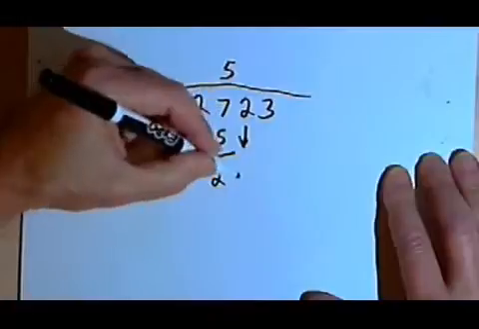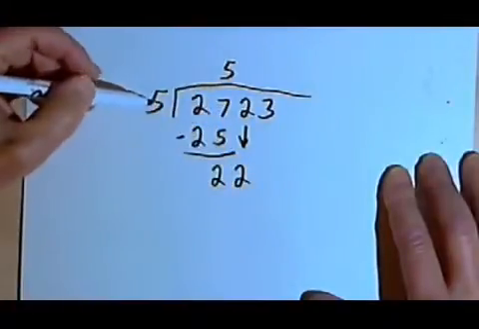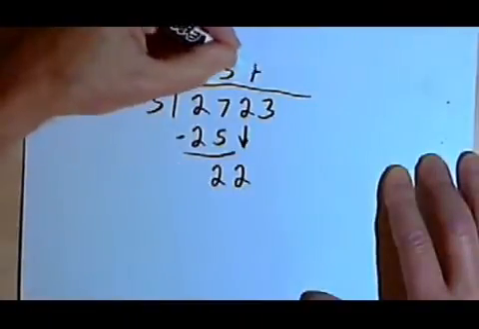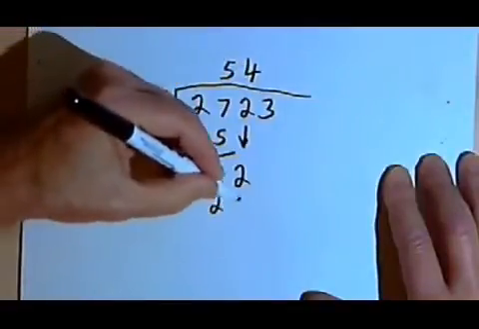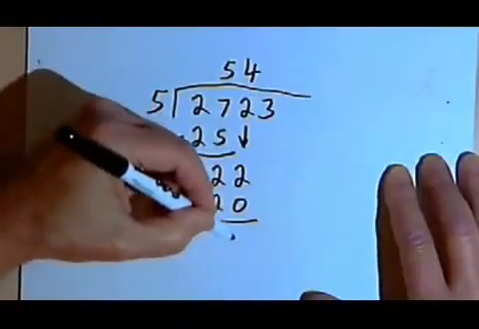And then I bring down. So I'm bringing down the next 2. Now I'm ready to divide again. 5 into 22 goes 4 times. I'll multiply. 4 times 5 is 20. Subtracting, 22 minus 20 is 2.